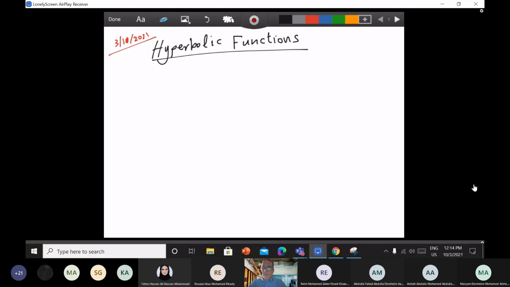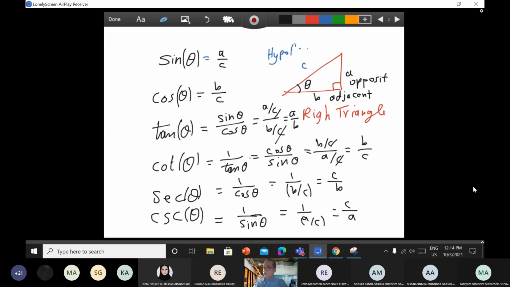Today we are going to talk about hyperbolic functions. Before I start with the hyperbolic, I would just remind you of the trigonometric functions, or they call them circular functions sometimes. Okay, so we know these functions. Without a right triangle, you cannot talk about any of these unless you have a right triangle.